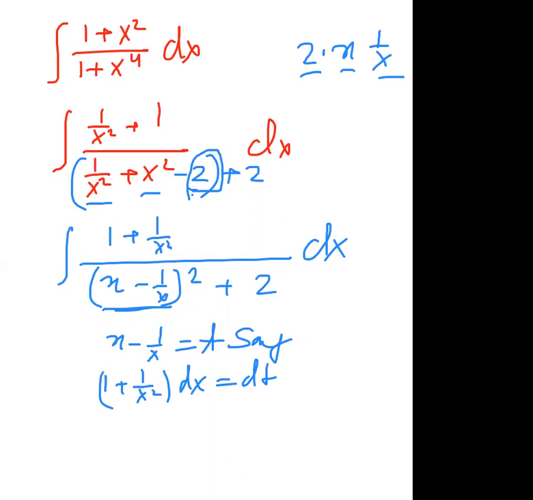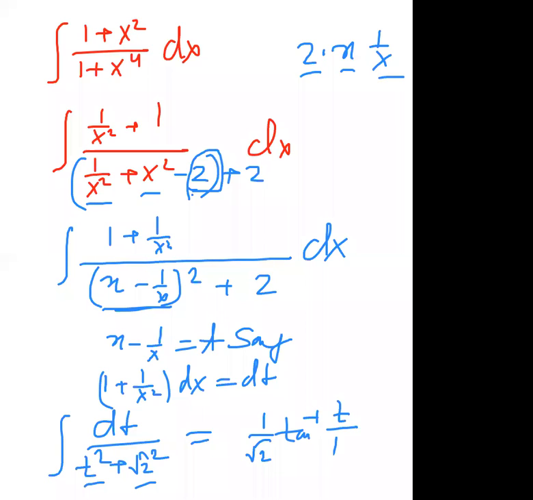Now see, it becomes, numerator will become dt upon t square plus root 2 whole square. This is of the form 1 upon x square plus a square, which is 1 upon a tan inverse x upon a plus c. Now you need to put the value of t, then you will be getting the answer.